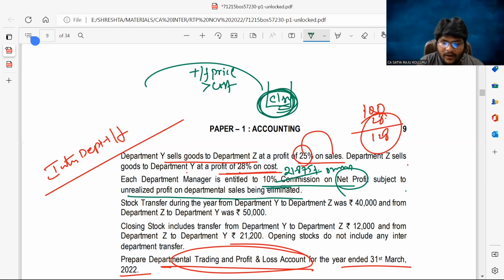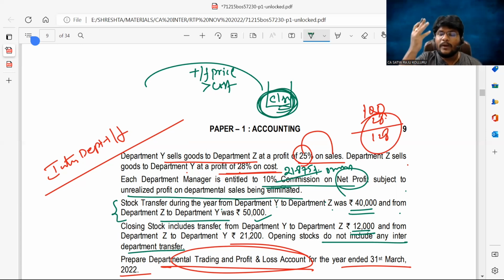Stock transfer during the year from department Y to department Z was 40,000 and from department Z to department Y was 50,000. These interdepartmental transfer amounts were given. Closing stock includes transfer from department Y to department Z 12,000 and from department Z to department Y 21,200. Opening stocks do not include any interdepartmental transfers, only closing stock is involved. Why was this point given? Only closing stock reserve is there, there is no opening stock reserve. Prepare departmental trading and P&L account for the year ended 31st March 2022.